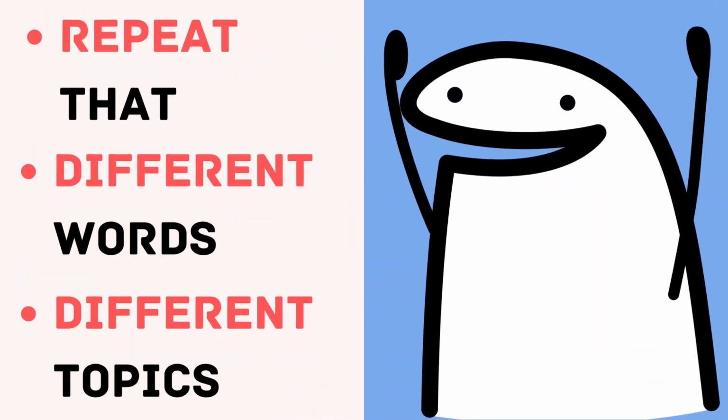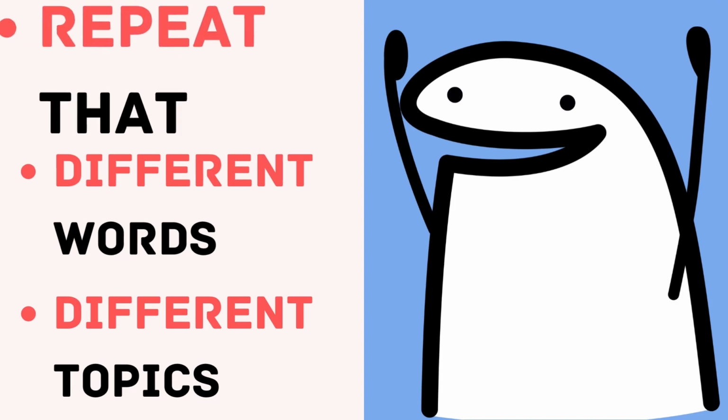Then repeat that with different words and topics from the other 6 traits you came up with, and that is literally all you would need to do to recreate the success of this channel.